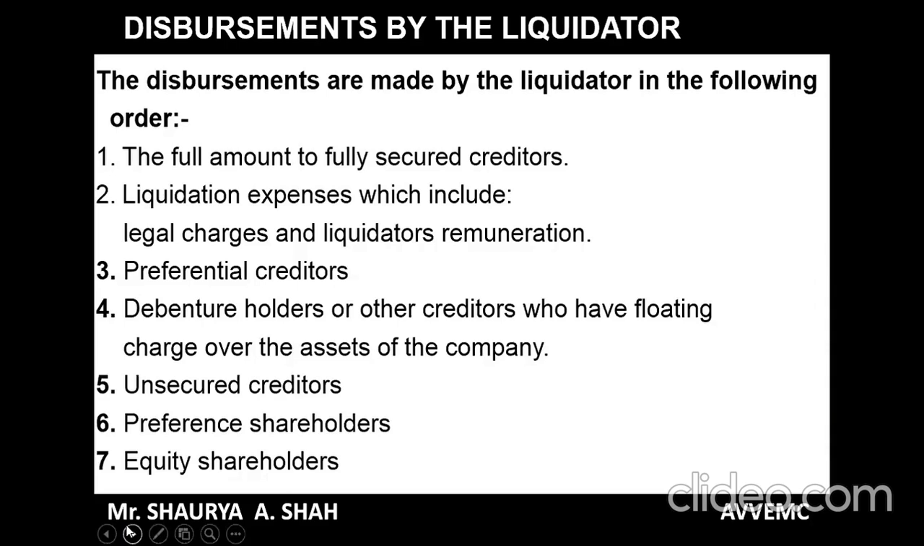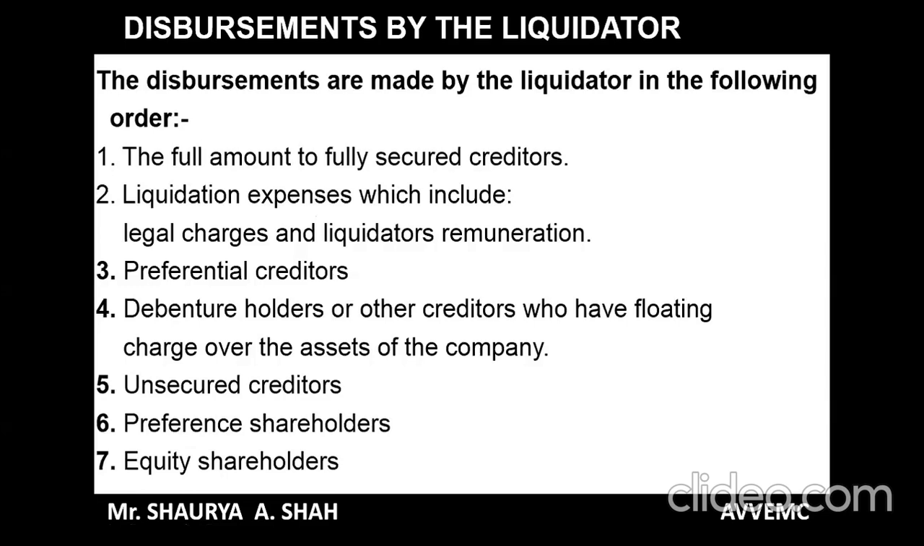Now whenever the payment is there, just keep in mind, students, it will always be on the basis of the following sequence. The very first will be the full amount paid to secured creditors. Whenever you receive the money, you will pay first of all to the secured creditors, and then you will pay the liquidation expenses, whatever expenses, legal charges, or any expenses which are paid by the company to liquidate the business. Then you will pay the liquidator's remuneration. This remuneration will be based upon a certain percentage, either on total realization of money or on assets sold, depending upon the sum.